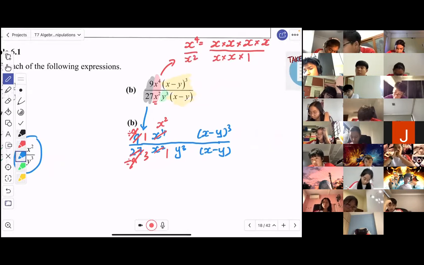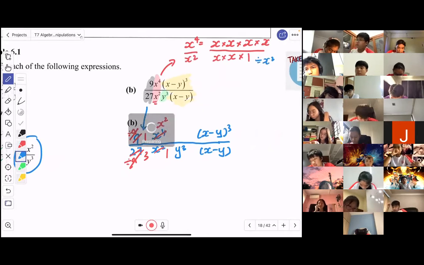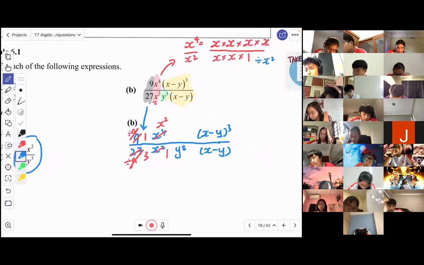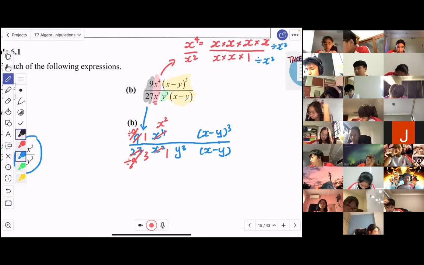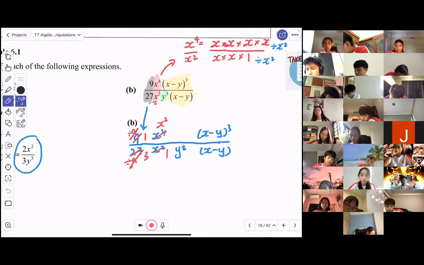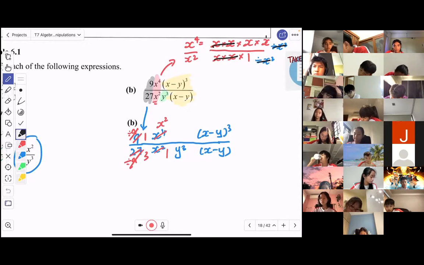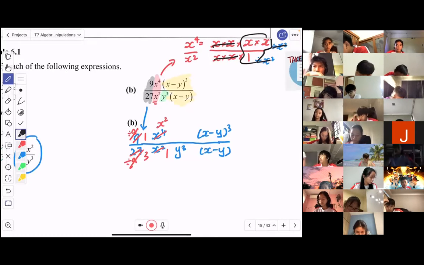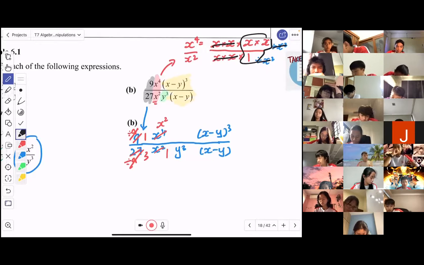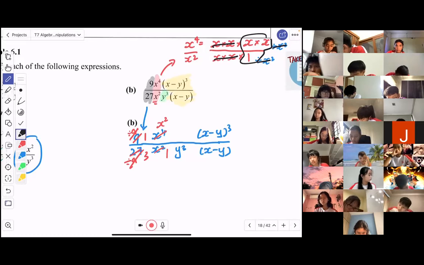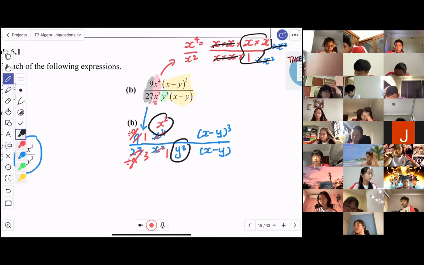So if I divide both the top and bottom by x power 2, the x power 2 cancels, cancels, cancels. You can see that I'm left with an x squared. So from here, this is x squared. Y cube has nobody to cancel, that's y cube.